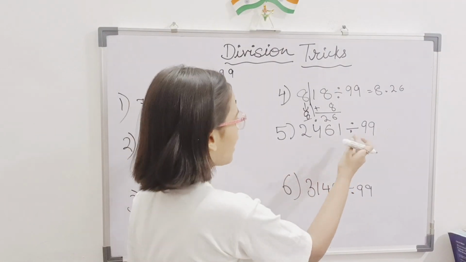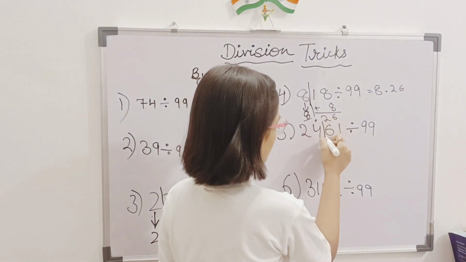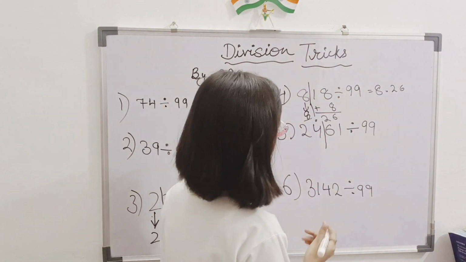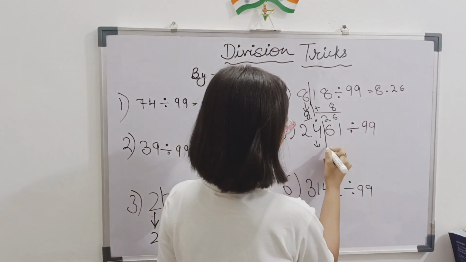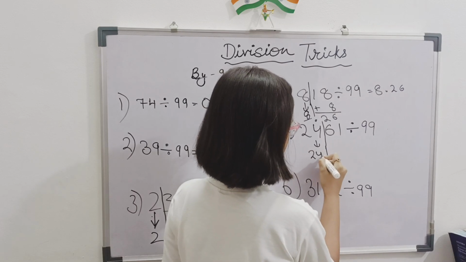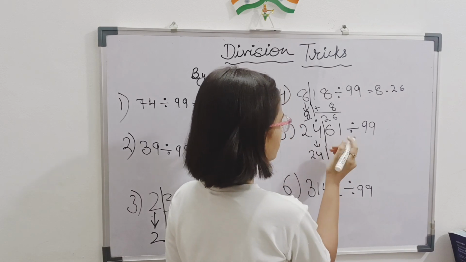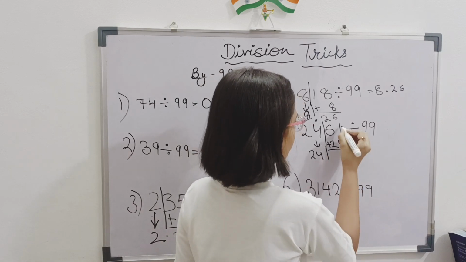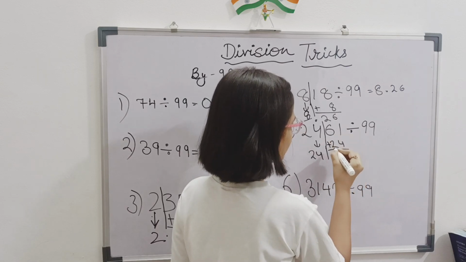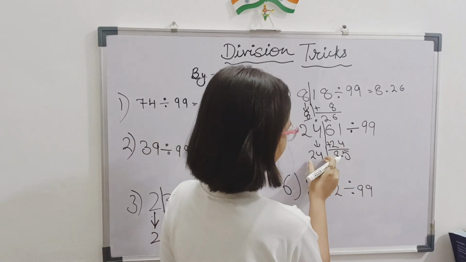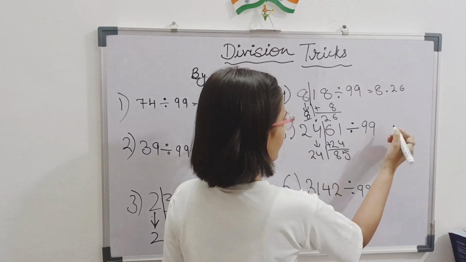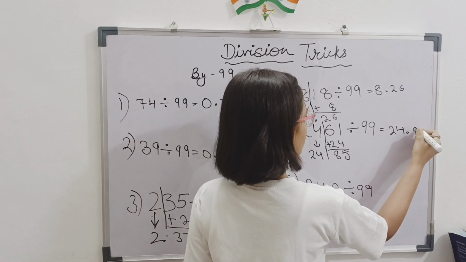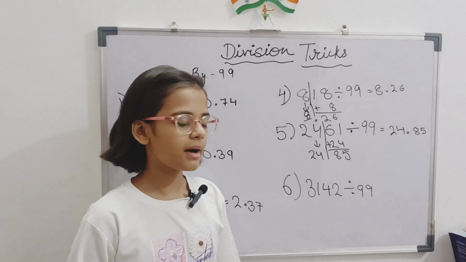Our next number is 2461 divided by 99. We have to make a partition after two digits from the back because 99 is a two-digit number. Then we write 24 as it is and add this 24 to 61. Then we get 1 plus 4, 5, and 6 plus 2, 8. So our answer is 24.85.